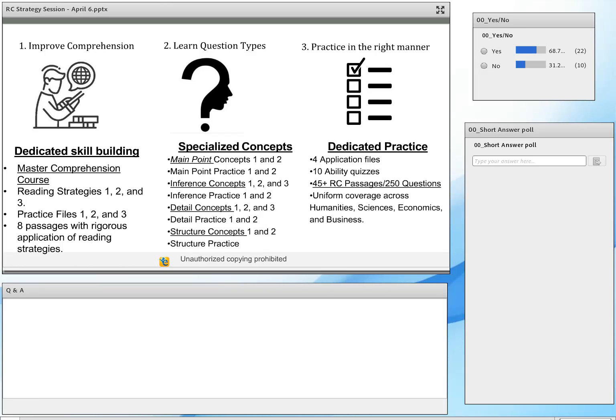So again, go through each of these steps step by step. First, comprehension, then learn the question types, then practice in the right manner utilizing Scholaranium. And for each of these, we have these specialized purpose-built modules to help you with each of these phases of your RC prep.